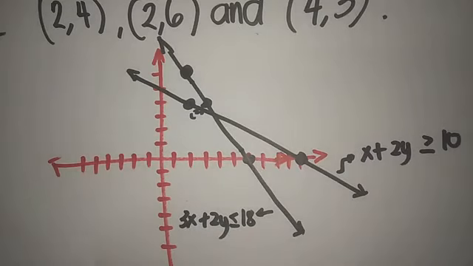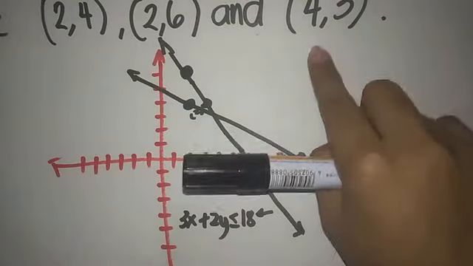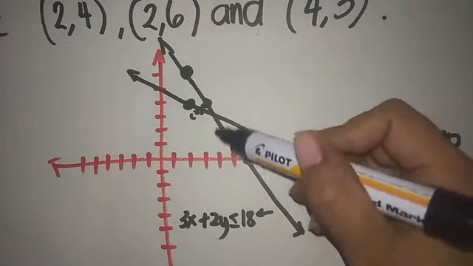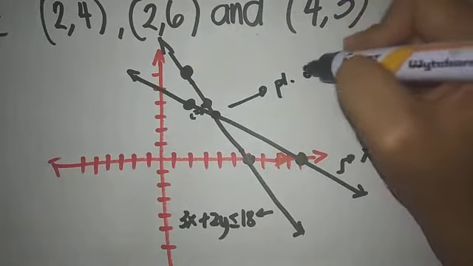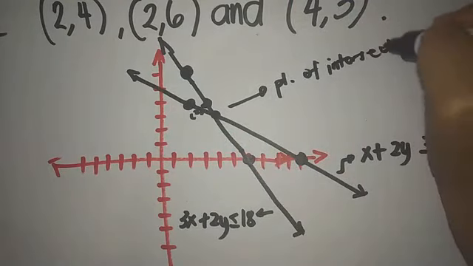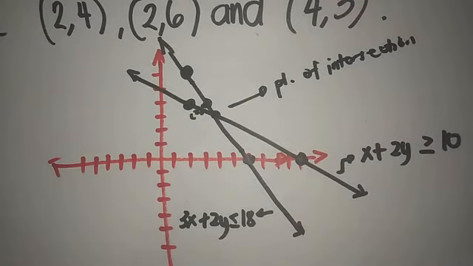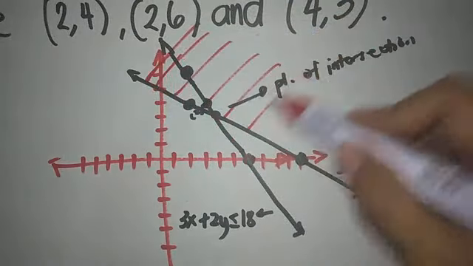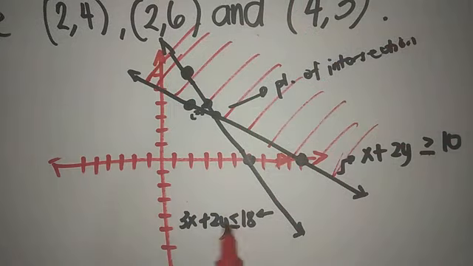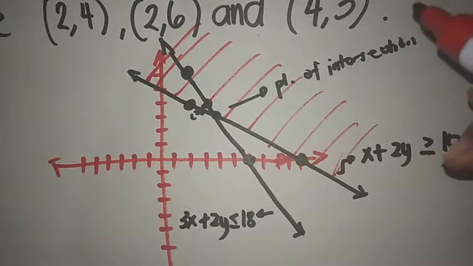For the point of intersection, our point of intersection is this: 1, 2, 3, 4, and 3. So, 4 and 3 is the point of intersection. As for the shading, this one is greater than or equal to 10, which means it is shaded above. Then this one is less than, so it is shaded below.